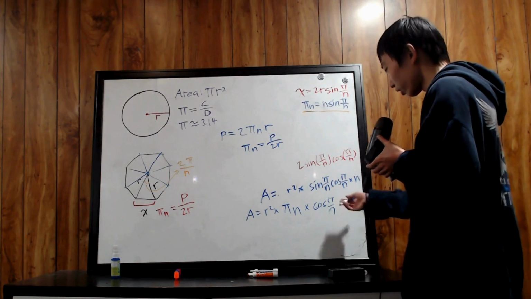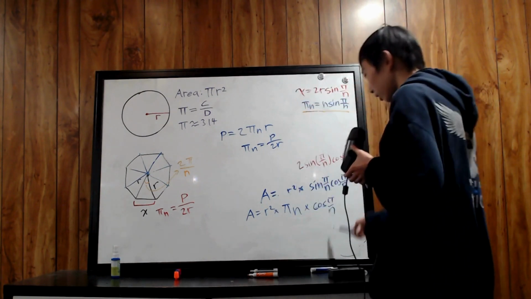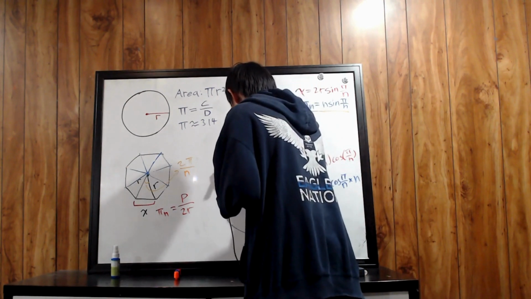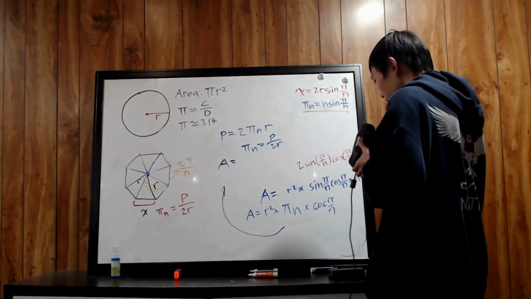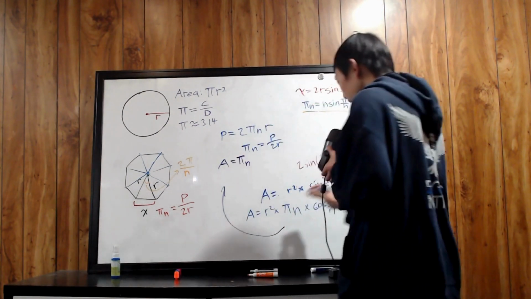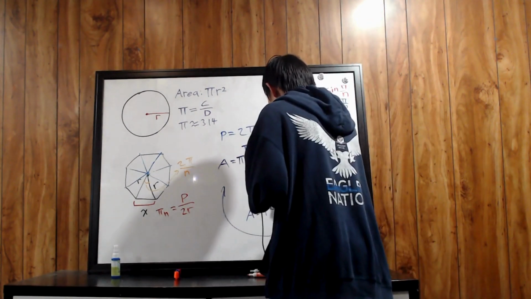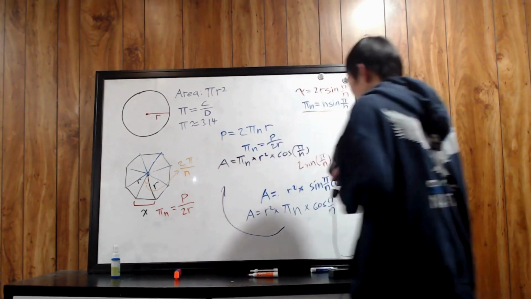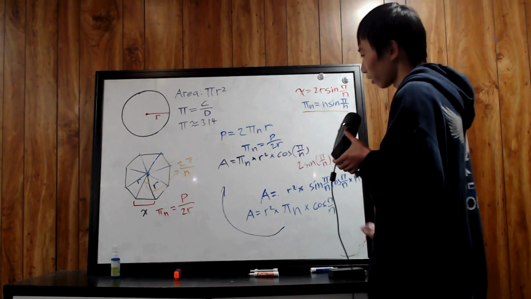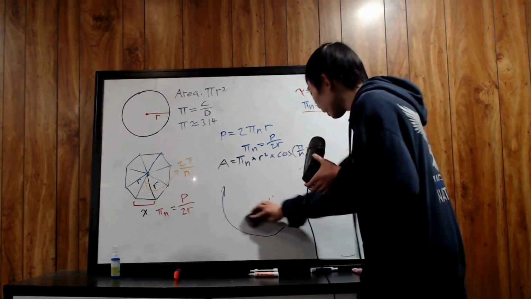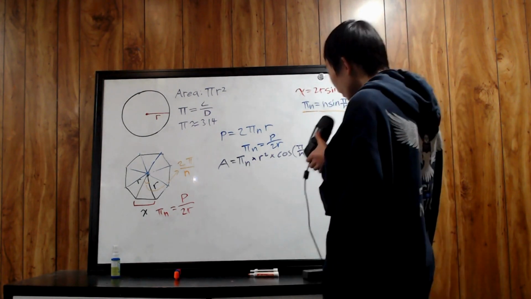So then now, if we were to rearrange this, if we were just to write this properly, we get that the area of this regular n-sided polygon is just equal to π_n times r squared times cosine π over n. And that is the formula for the area of the regular polygon.